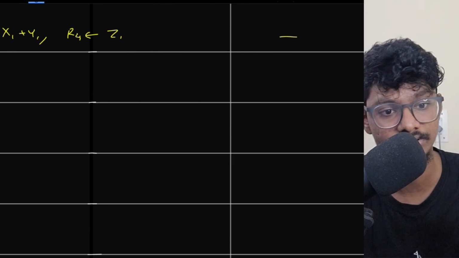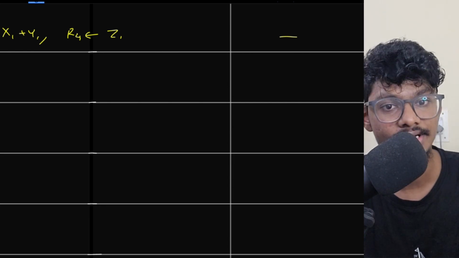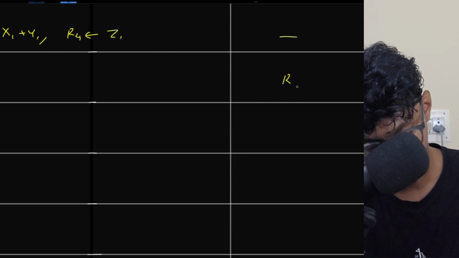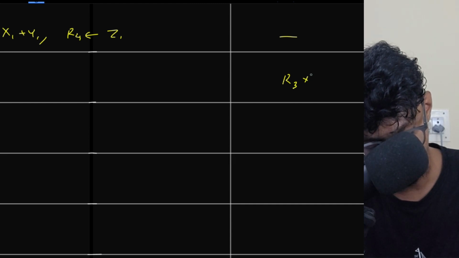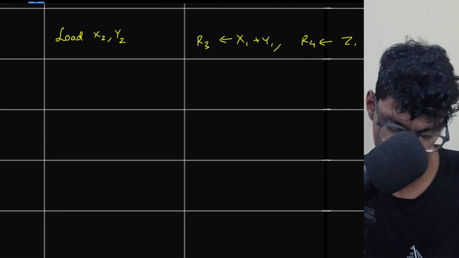The task for stage 3 was simply to perform the multiplication operation and store it in register R5. So what will it do? It will take R3 into R4 and store this in R5.